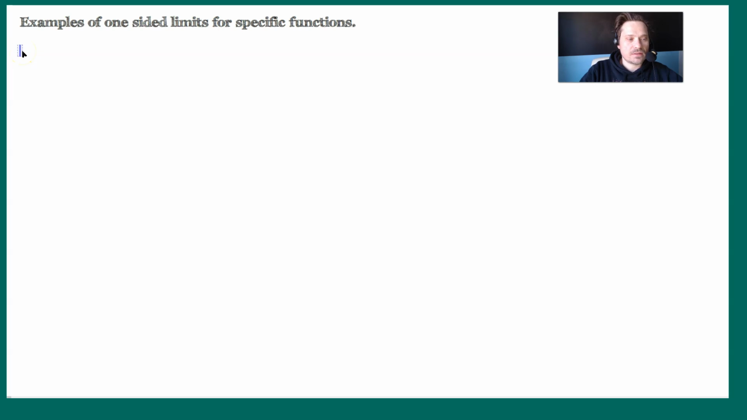In this one, we're going to take a look at the following questions. Examples of one-sided limits for specific functions. Let's begin with this function. f(x) is defined here as the square root, say, of 2 minus x. I want to take a limit on this.